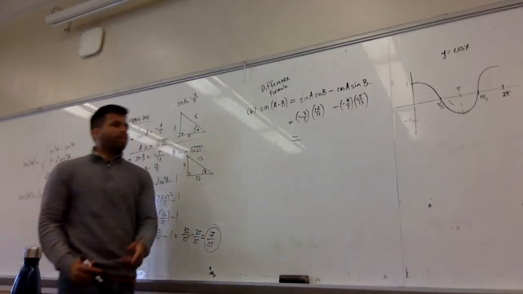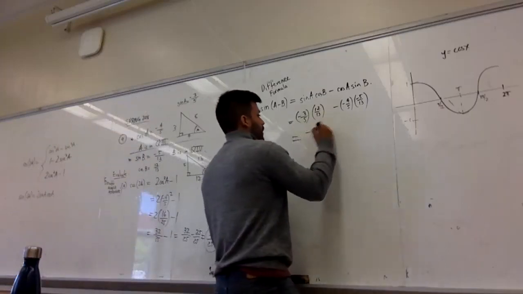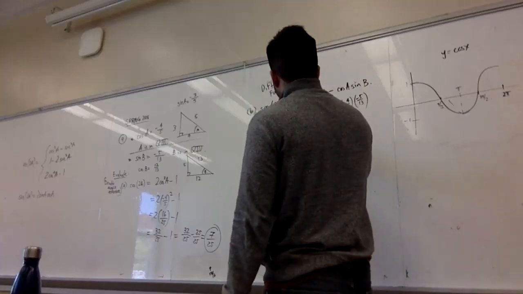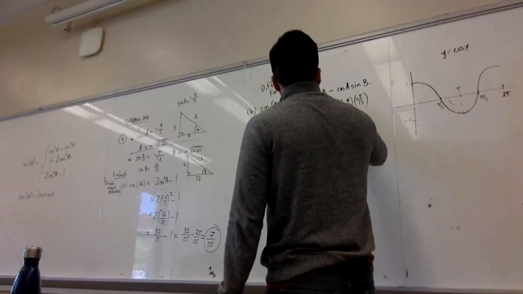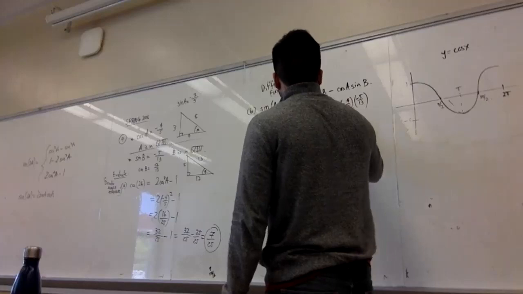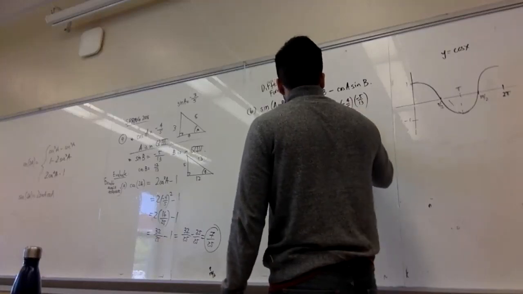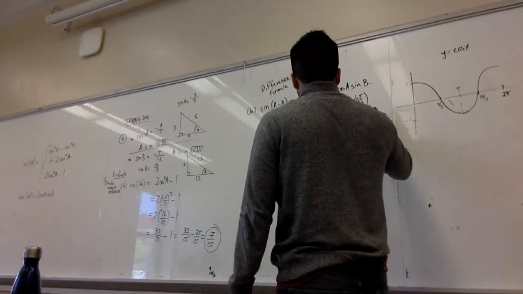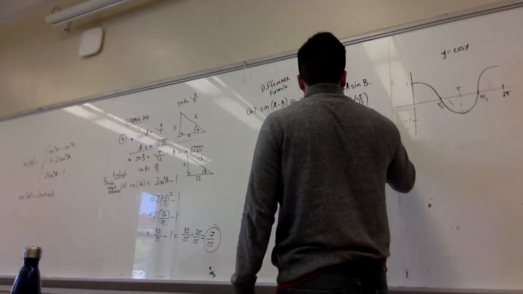And then negative 3 times 12 is negative 36. 5 times 13 is 65. This is going to be negative. The negative becomes a positive. Minus is going to be minus 20 over 65. Subtract and you get negative 56 over 65.